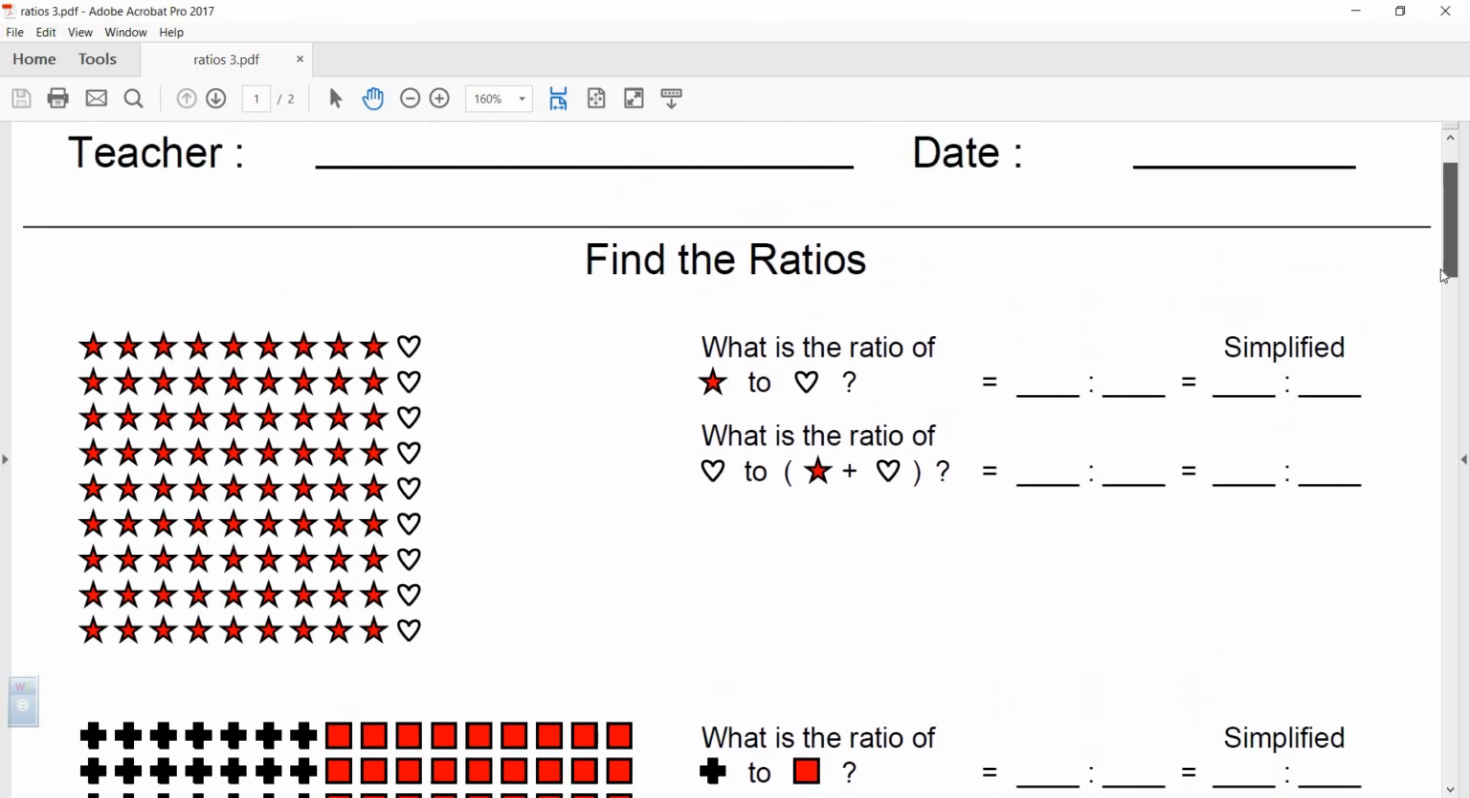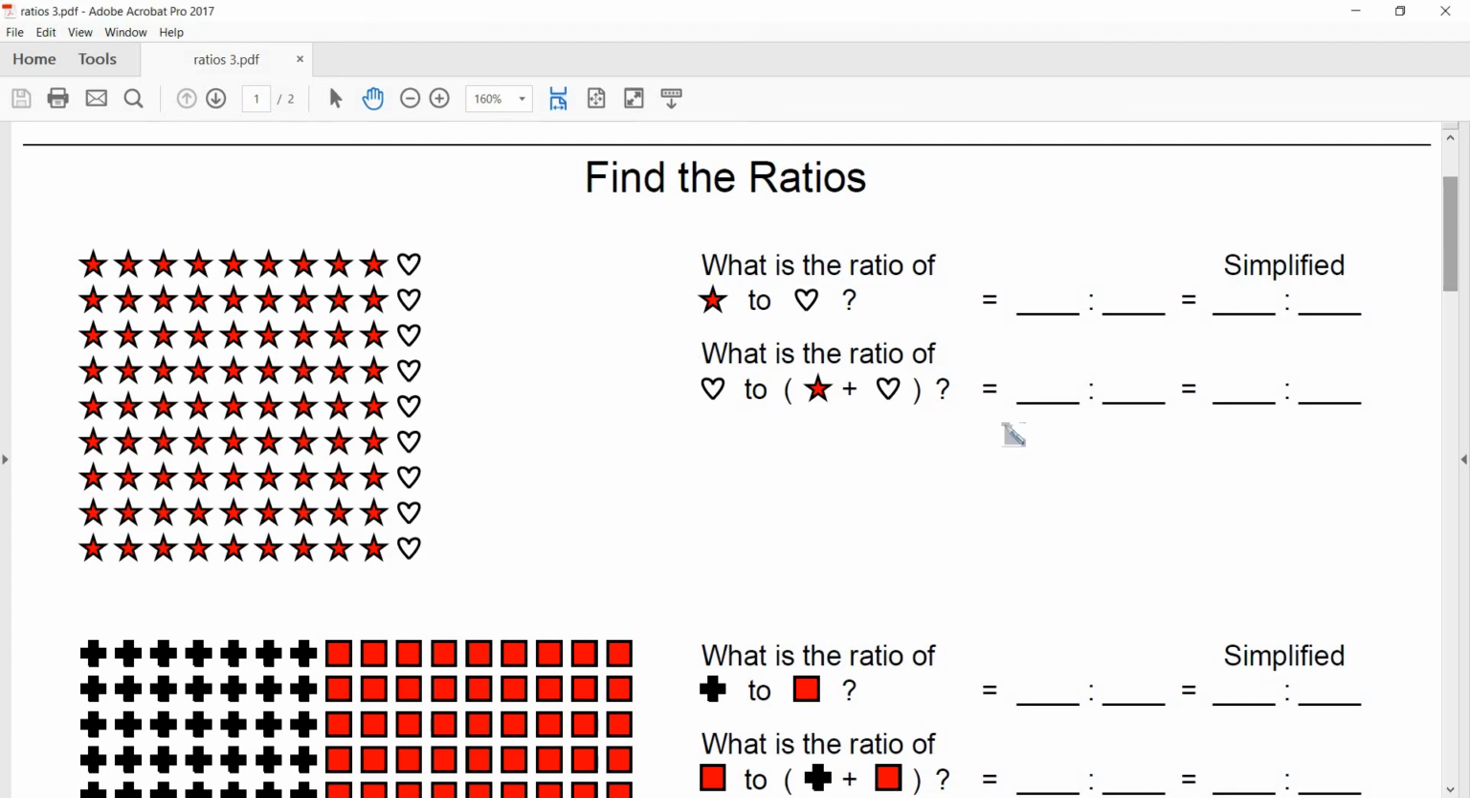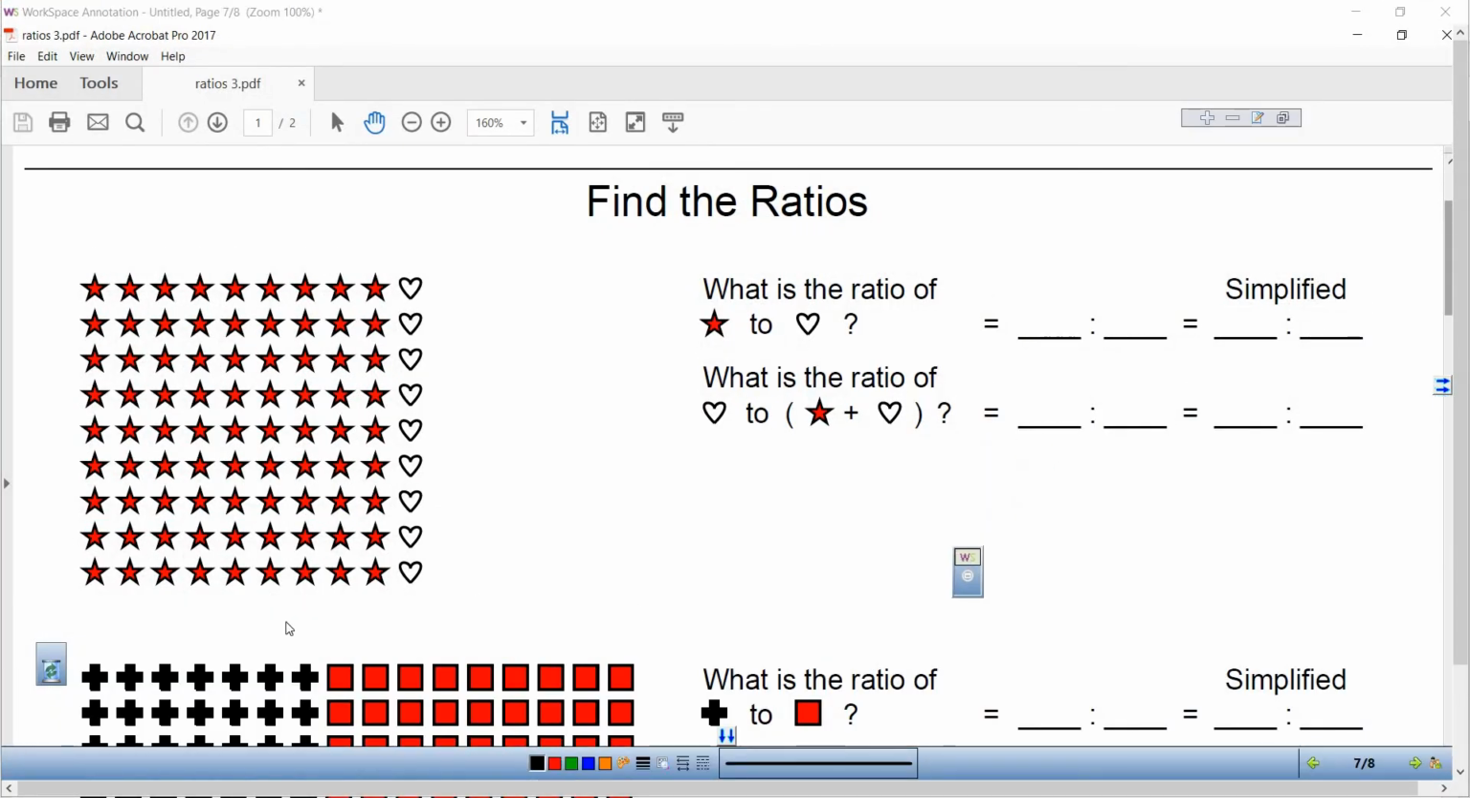All right, let's do one more just for good measure. I'm going to do it a little quicker this time because we've already done 2 other examples. We want the ratio of red stars to white hearts. So real quickly, here we go. 1, 2, 3, 4, 5, 6, 7, 8, 9. 1, 2, 3, 4, 5, 6, 7, 8, 9. 9 times 9 is 81. And we already know that we have 9 going down here.